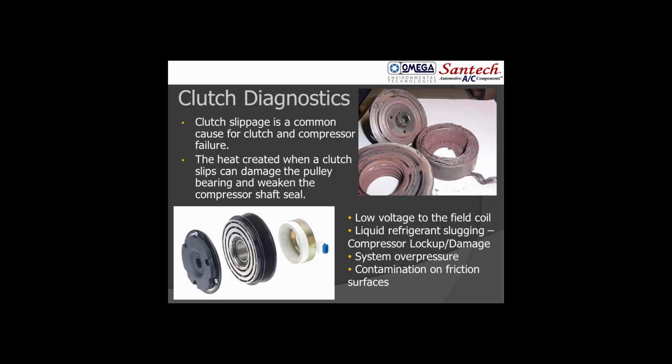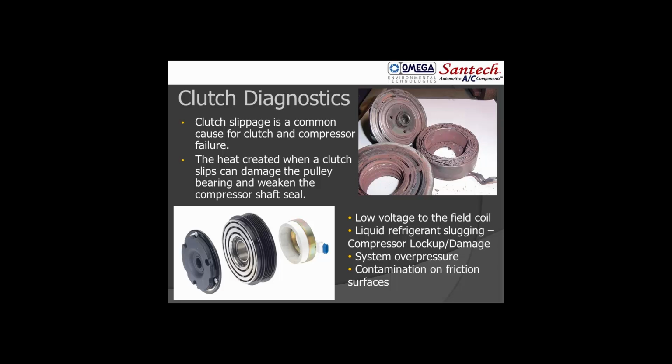Clutch slippage between the hub and the pulley is a real common cause of clutch failure. When the hub starts to slide or slip on the pulley, it generates a tremendous amount of heat. When you start putting 600, 700, 800 degrees worth of heat into these metal components, into the field coil, into the bearing, it creates a lot of problems. You can see how it's burned up that clutch. It's a very common problem out there.